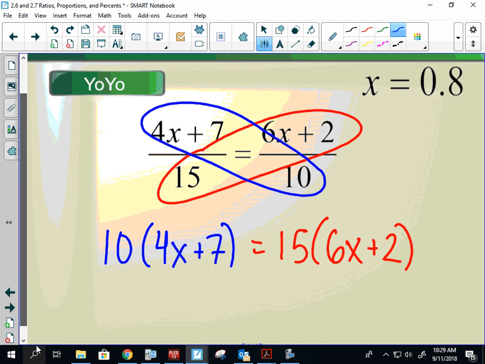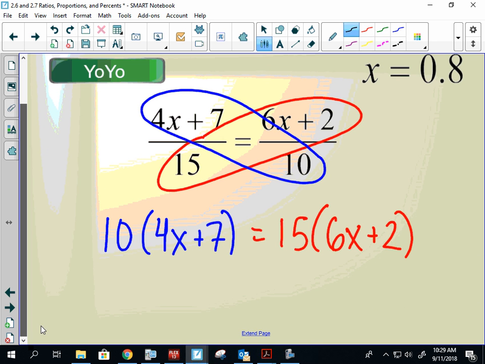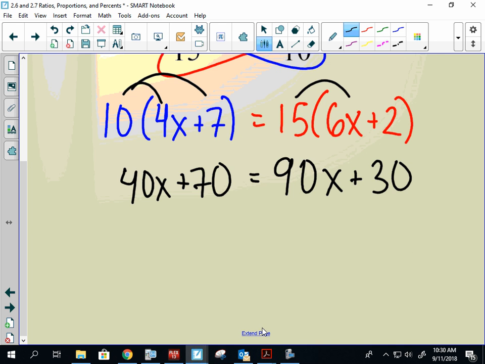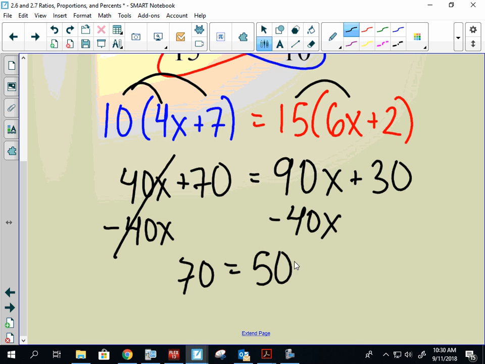Now I need to distribute first, then simplify. When I distribute the 10, I'm going to get 40x plus 70. When I distribute the 15, I'm going to get, was that 90? 90x plus 30. I need to get my variables to the same side, so I subtract 40x from each side. So I have no more variables on the left, and I get then 50x plus 30.